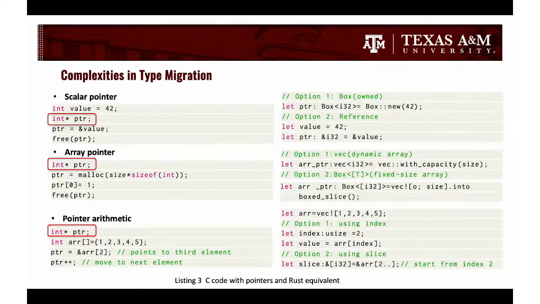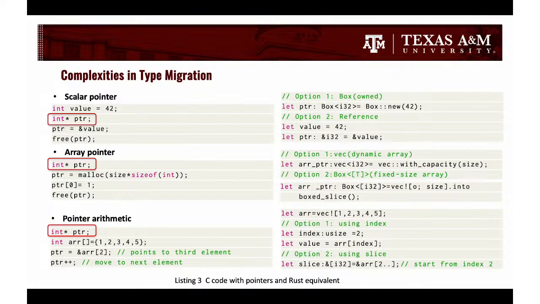Here is another complexity in type migration. In C, pointers can be incremented or decremented to directly access or manipulate memory addresses. By contrast, Rust's Vec only allows element access through indexing and does not support pointer arithmetic. Consequently, pointers from C cannot be naively translated into Rust's Box, reference, Vec, or slice types. LLM-based translations often fail to make this distinction because C uses the same declaration syntax for both scalar and array pointers.